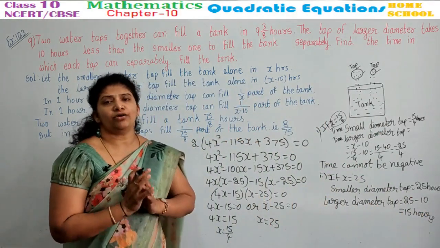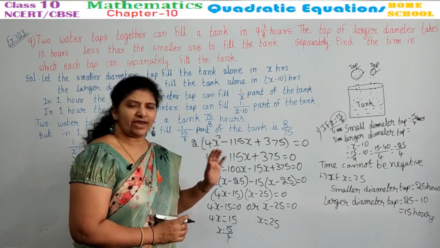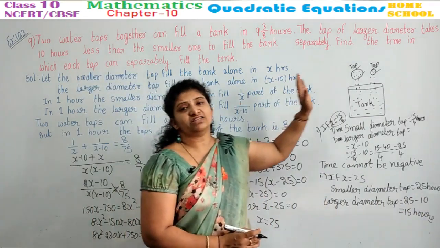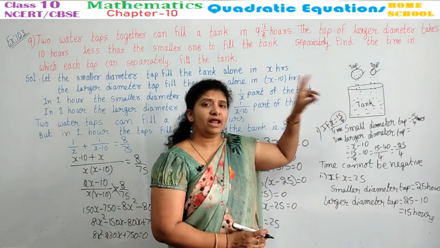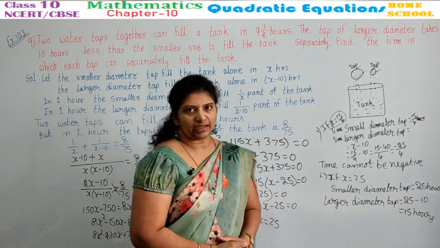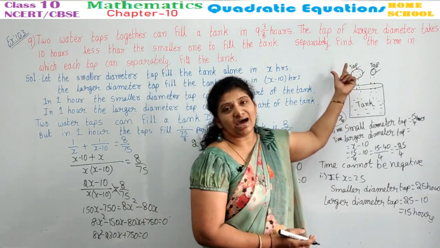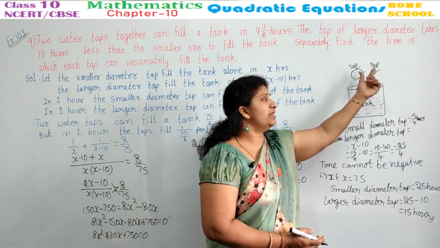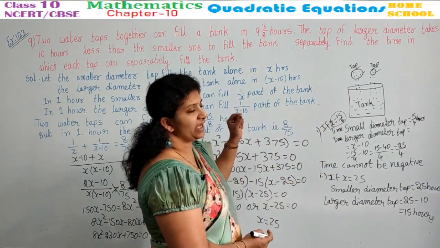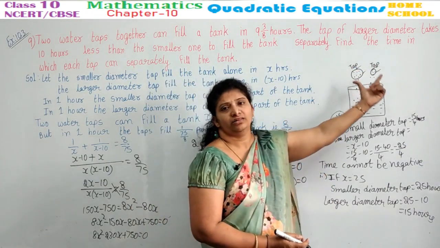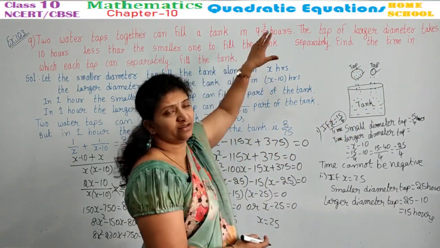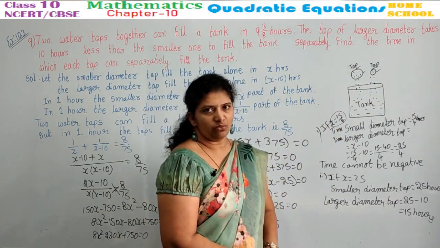So understand the problem once again. It is very easy, but little confusion will be there. Let us imagine a water tank. There are two taps where the water flows to the tank. One is having a larger diameter and another tap is having smaller diameter. Time taken to fill this tank by both the taps is given. What is that? 9 3 by 8 hours.